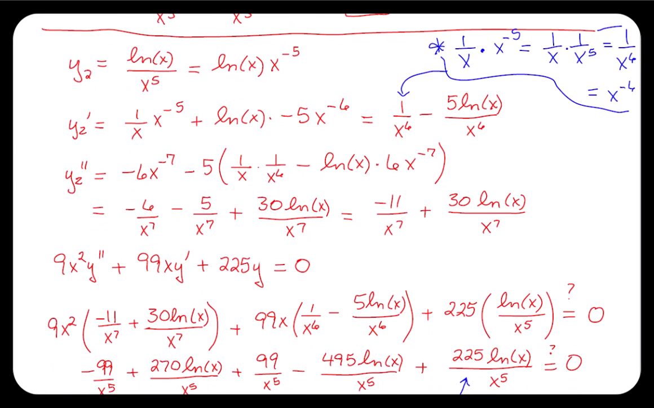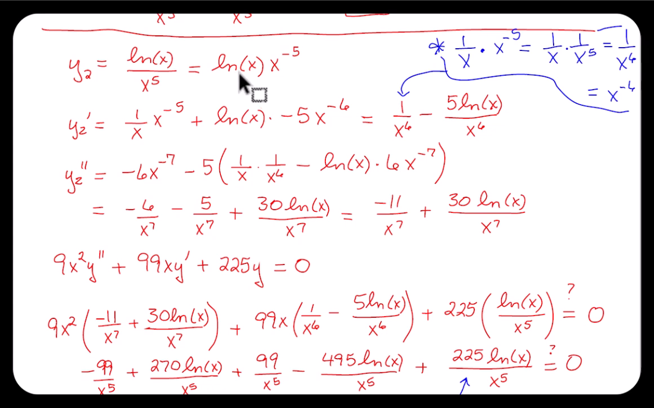Now my second solution, y2, ln of x over x to the 5th. This is a bit uglier. Now to do the derivative of the second solution, you have two choices. You could leave it like it is, but then you're going to be stuck doing the quotient rule, which is often uglier. Or you can rewrite it as a product and then use the product rule. And so that's what I chose to do. I'm going to write it as a product rule.